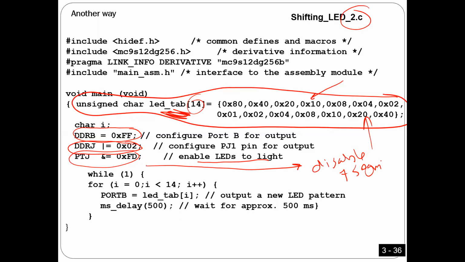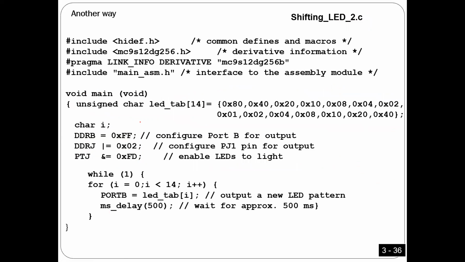So if you run this program, you will see the LEDs are working. Also, some random segments on the 7 segments are turning on, because I didn't disable the 7 segment. You can add it, but anyway, this part here, guys, is just initialization, and the program is here.